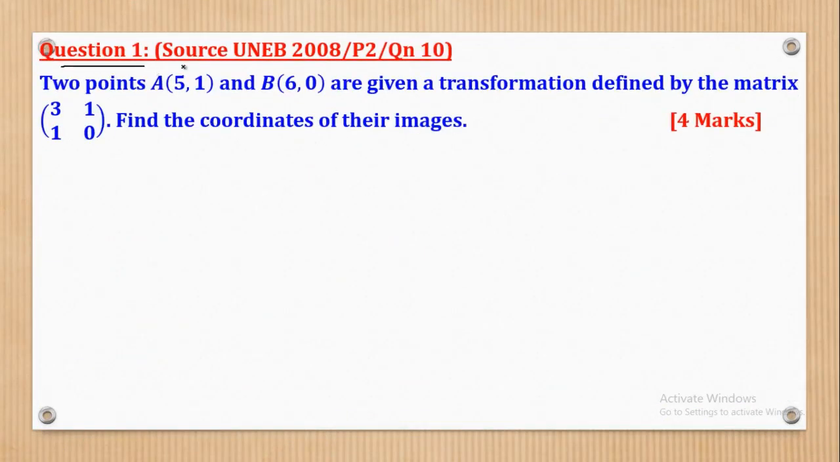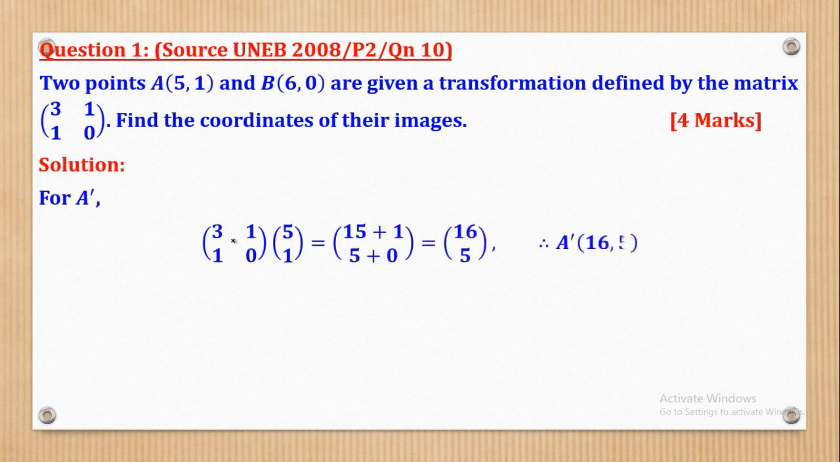So we'll start with question 1, which came from UNEB 2008 paper 2 question 10, and says 2 points A, which is (5, 1), and B, which is (6, 0), are given a transformation defined by the matrix (3 1; 1 0). Find the coordinates of their images. So like I said, to get the image you have to say transformation matrix multiplied by the object.